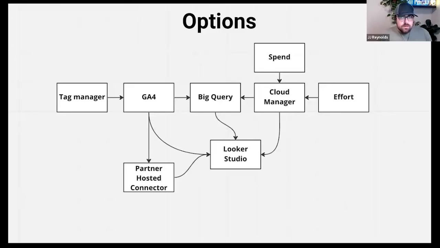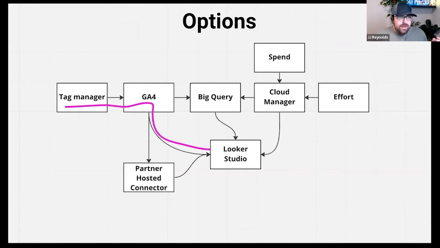So what are our options? These are all of our options. I'm going to start with Tag Manager, because I love Google Tag Manager like it's my baby. I don't have a baby, but if I had one right now, it's Google Tag Manager. Tag Manager sends information to GA4. That's where we're all starting. Then we can go from there, and we have a lot of options.